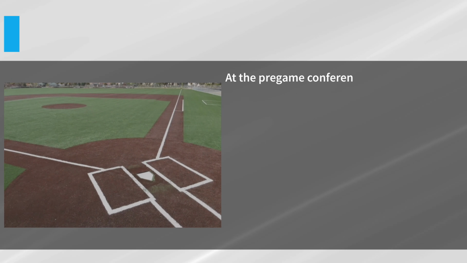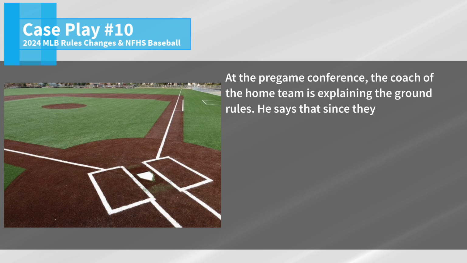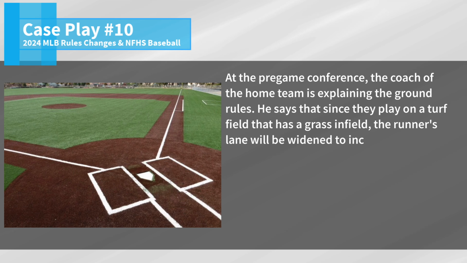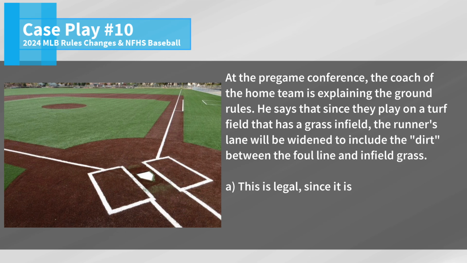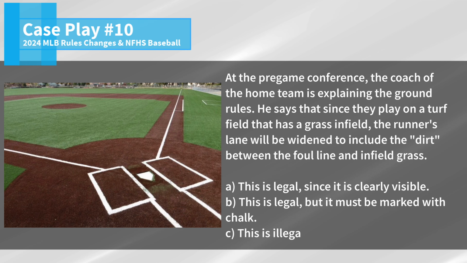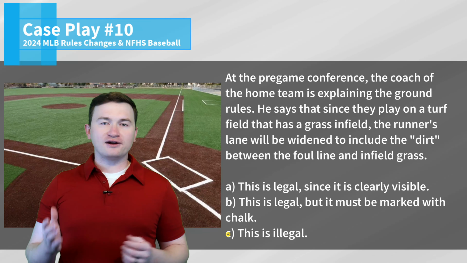Case play number 10. At the pregame conference, the coach of the home team is explaining the ground rules. He says that since they play on a turf field that has a grass infield, the runner's lane will be widened to include the dirt between the foul line and the infield grass. Is this A, this is legal since it is clearly visible? B, this is legal, but it must be marked with chalk? Or C, this is illegal? The correct answer here is C.